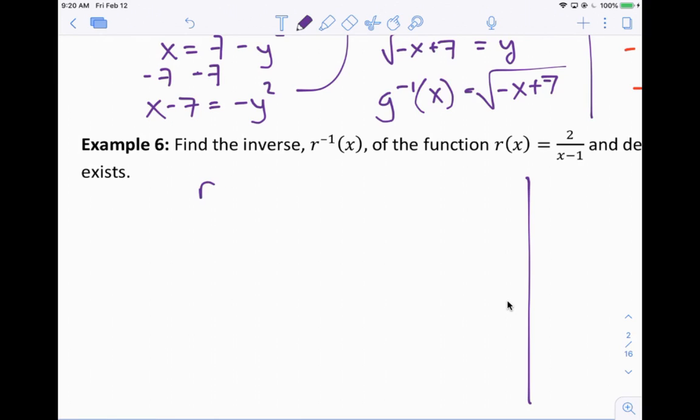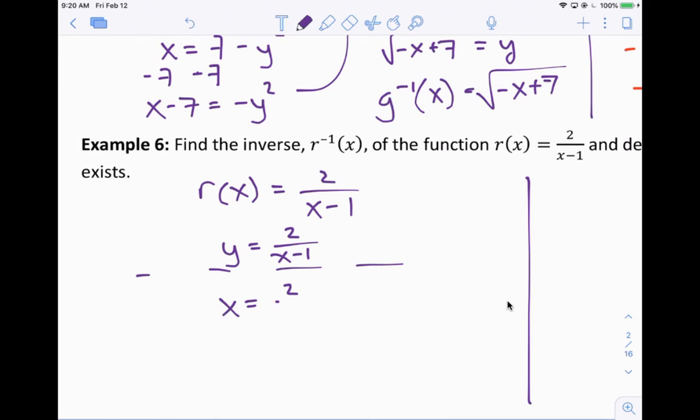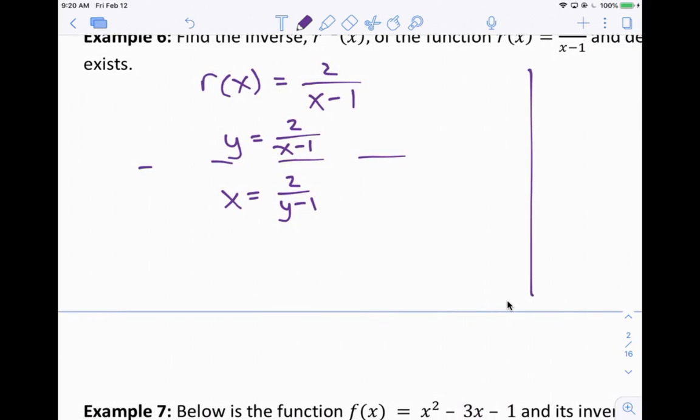R of x is 2 over x minus 1, and so y is equal to 2 over x minus 1. When I switch those, I get x is equal to 2 over y minus 1. Be careful, it's not x minus 1 on the other side now. It's just x. We just invert the x and the y. Here's where it gets a little trickier, though. We have a few higher level solving moves we need to use.